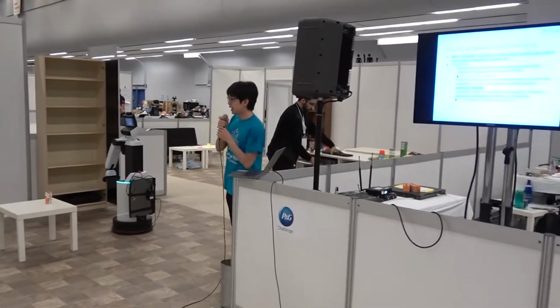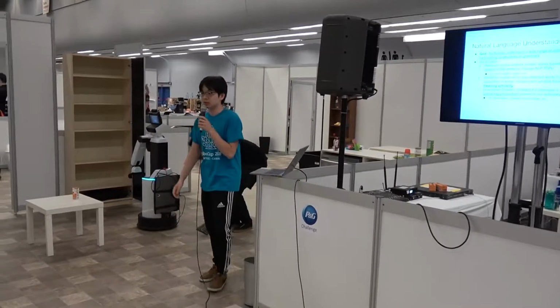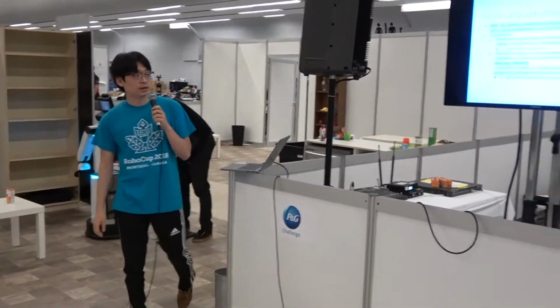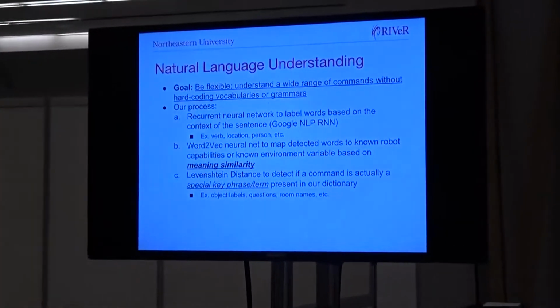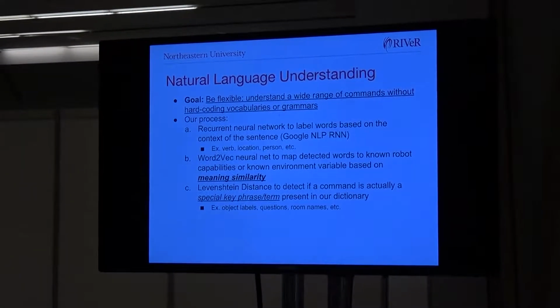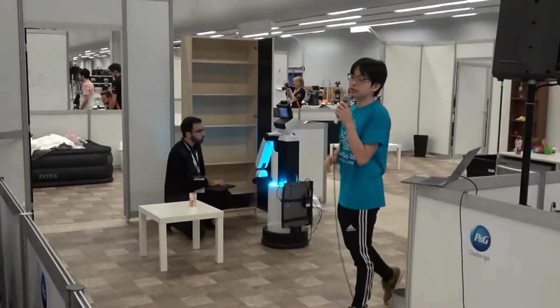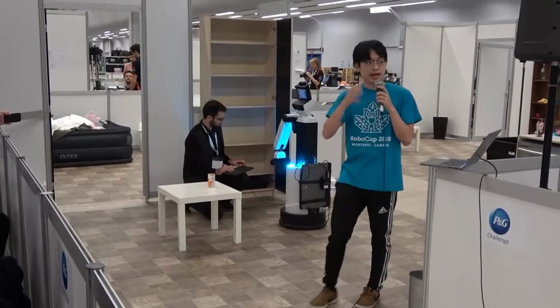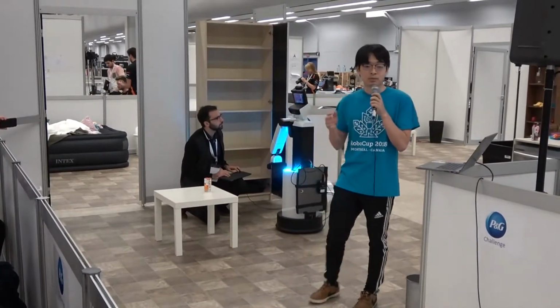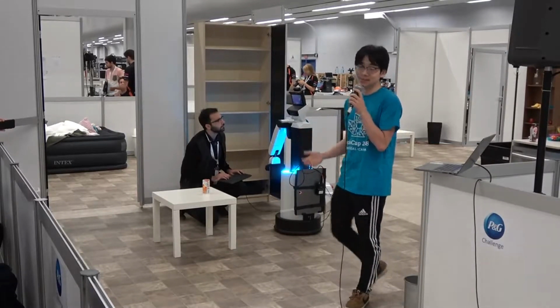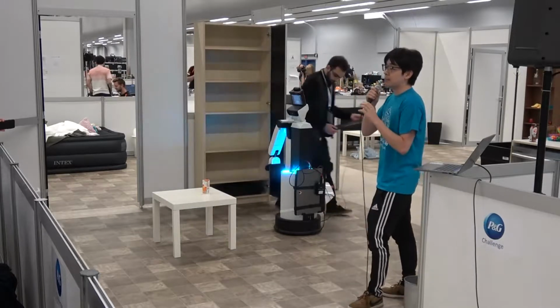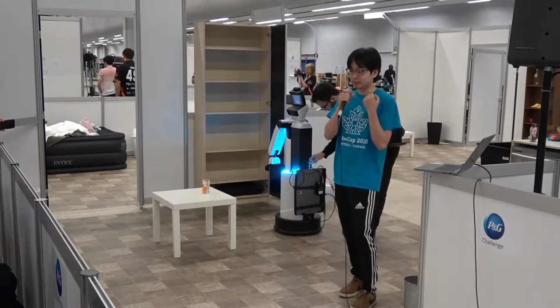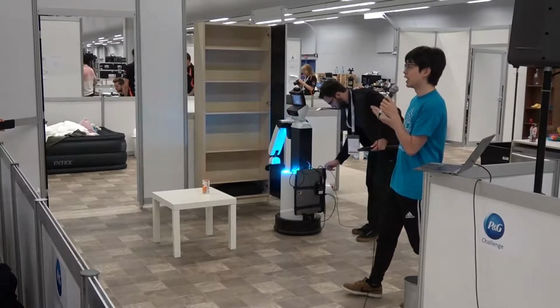Hi, my name is Naoki. I am the machine learning and computer vision lead at Northeastern. First I'll talk a little bit about our natural language understanding framework. We want to make sure that the robot can be flexible and understand a wide range of commands and vocabulary without having to hard code any kind of rules or rigid grammars. So we use Google NLP's recurrent neural net to identify the category of each word, not based on their spelling, but more on their conjugation and their context within the sentence itself. And then we use the word-to-vec neural net in order to map an unknown or detected verb that we get from the sentence to a task that the robot knows how to do.